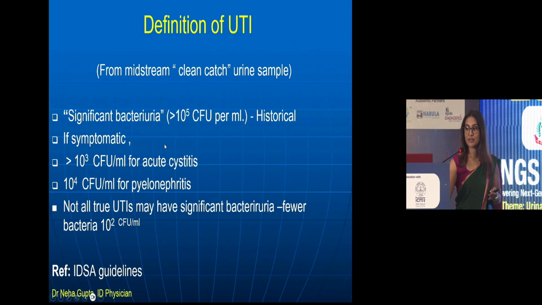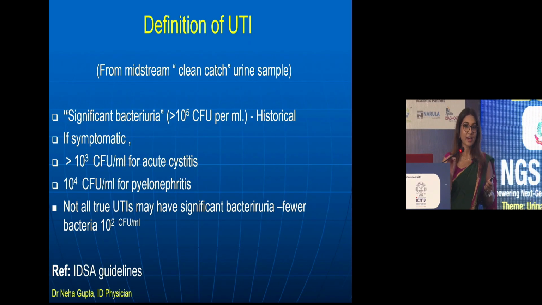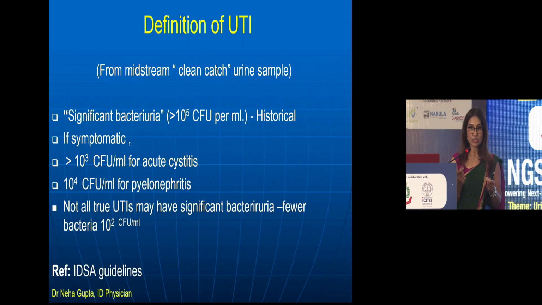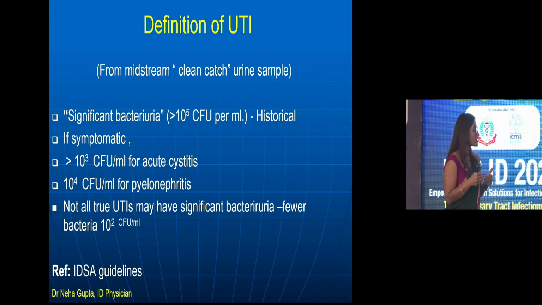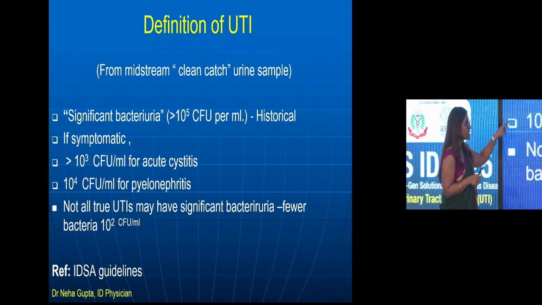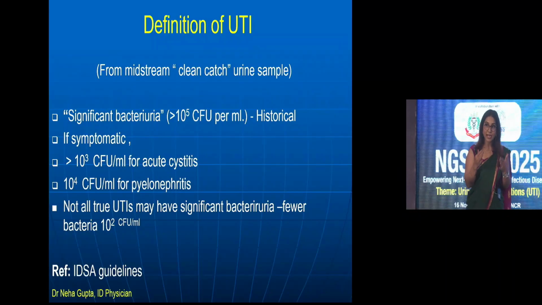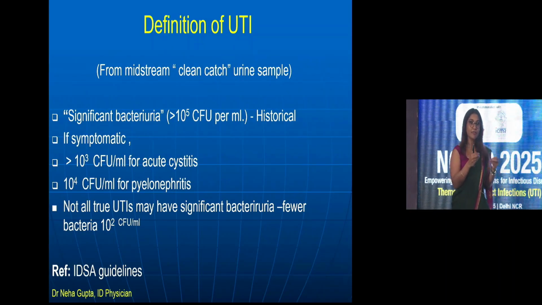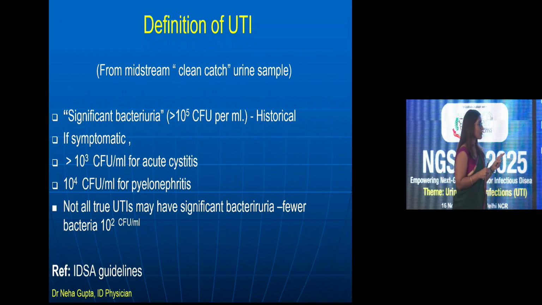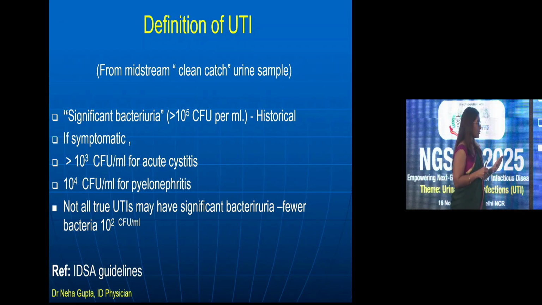So let's just have a quick review of the historical definitions of the UTI. Urinary tract infection is defined historically as a significant colony count of 10 to the power of 5 colony forming units from a midstream clean catch sample. Now, if the patient is symptomatic, then the definitions have evolved, and we consider even 10 to the power of 3 colony forming units per ml as diagnostic for acute cystitis, and for pyelonephritis, it is 10 to the power of 4 colony forming units per ml.